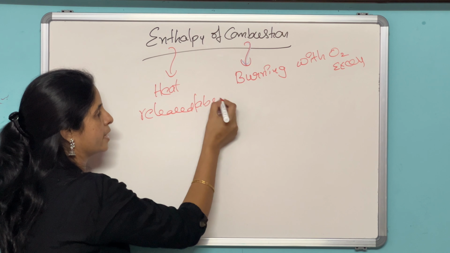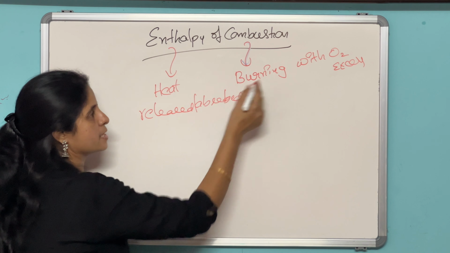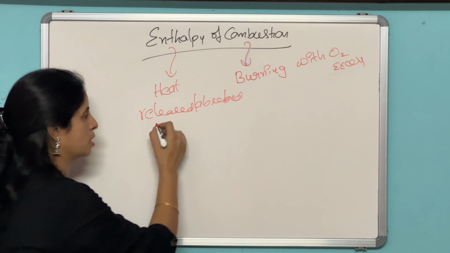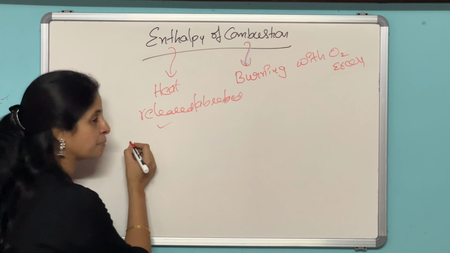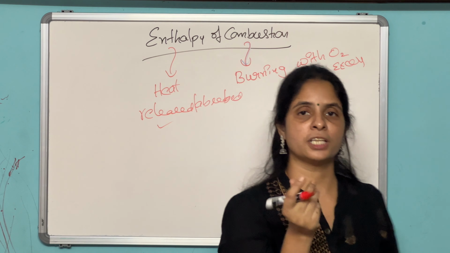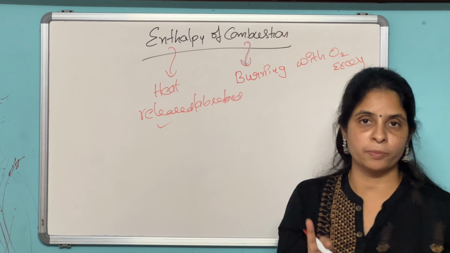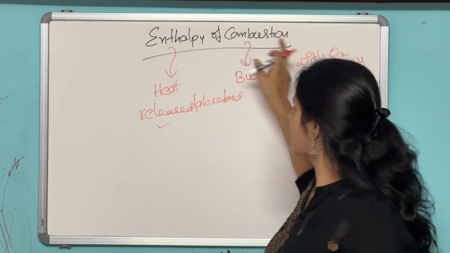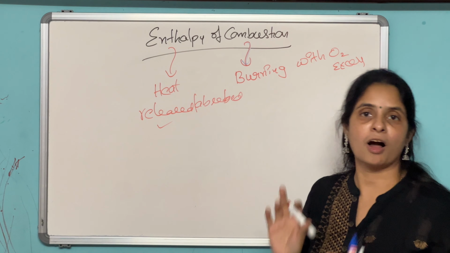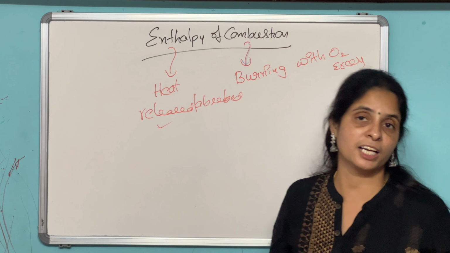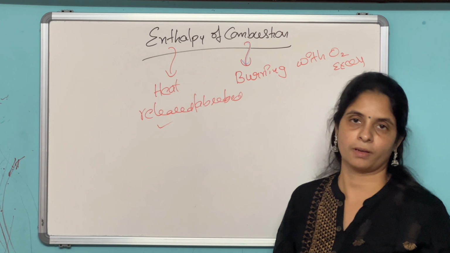Here energy is always released because it is a combustion. So the amount of heat released when, what is the condition? When 1 mole of a compound is burnt or combusted in oxygen. For enthalpy of formation, whatever compound formed should be 1 mole. And for enthalpy of combustion, whatever compound you are taking for the combustion should be 1 mole. Clear?